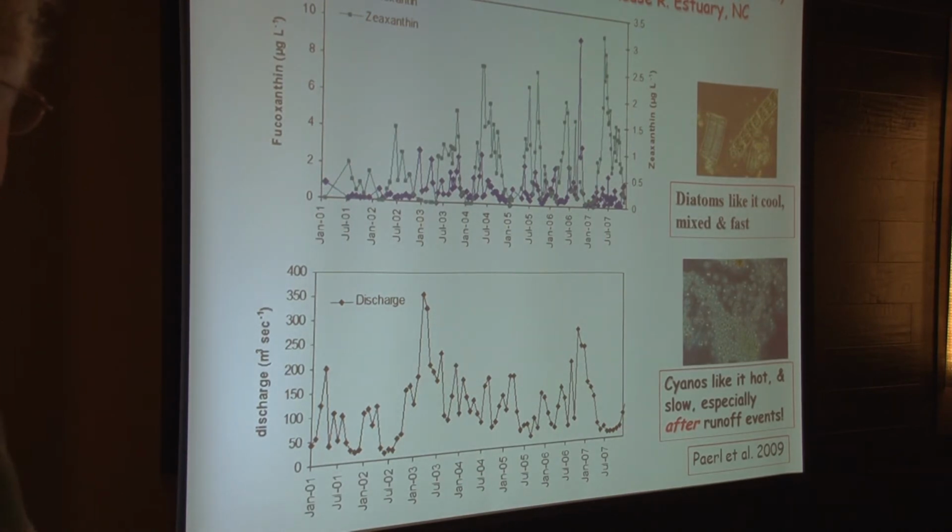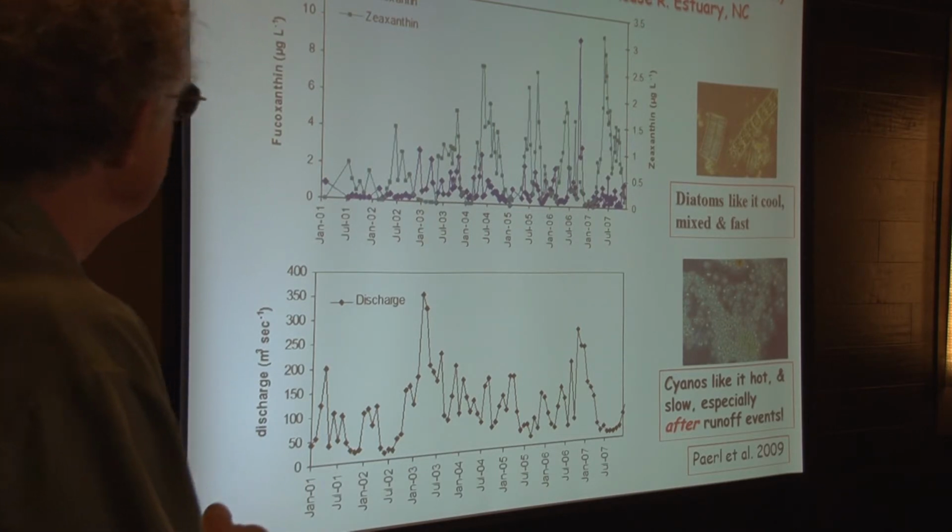And again, this is flow or discharge. So this is just 6 years worth of discharge data. And you can see that, you know, we have a lot of discharge differences due to storms and droughts. But that also makes for an interesting data set to look at who wins out under different flow conditions. And I'm using two pigments here, fucoxanthin, which is for diatoms, and zeaxanthin for cyanobacteria.